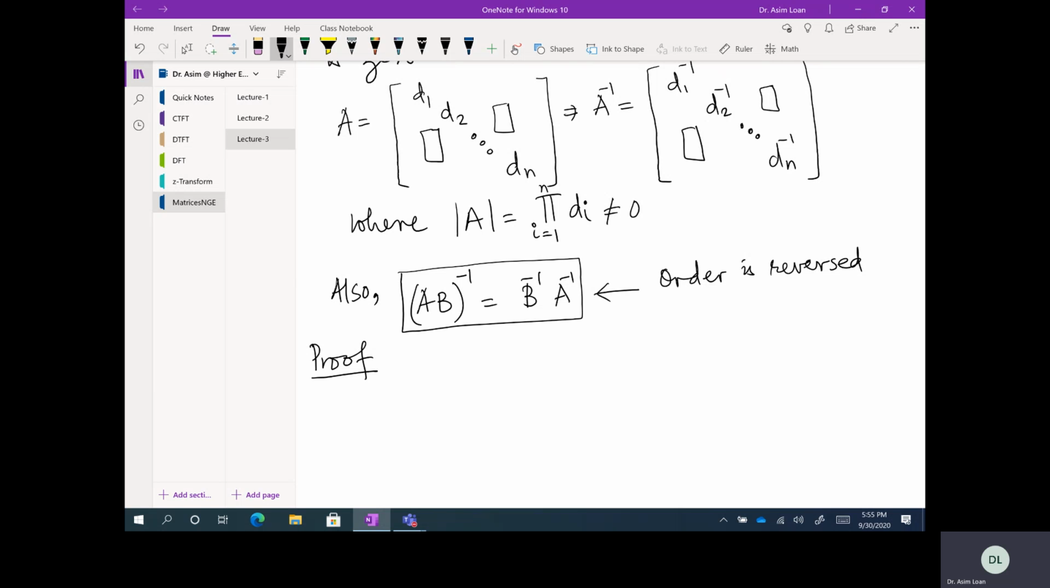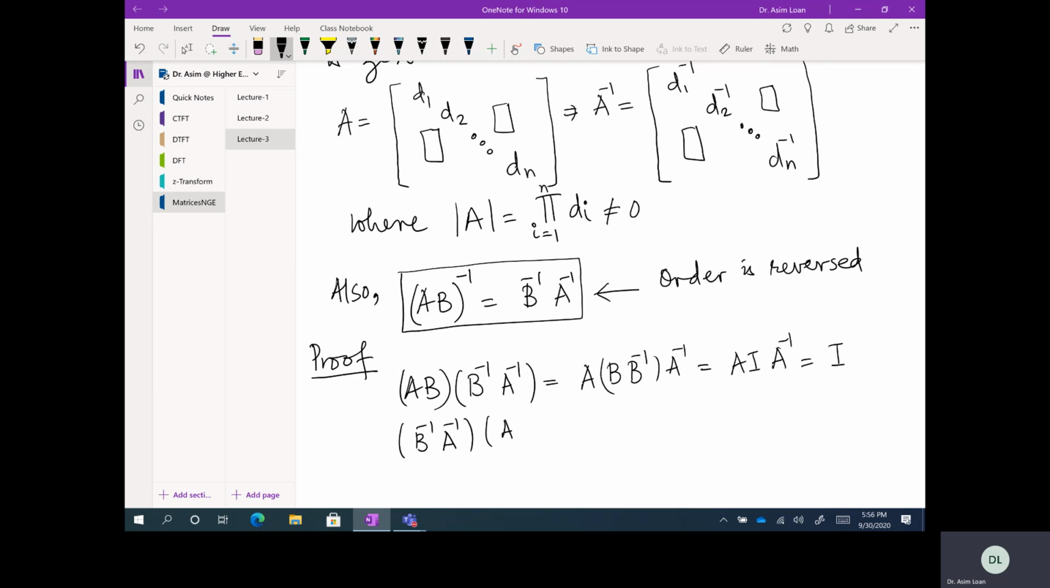The order is reversed. So the proof is AB times B inverse A inverse, which is simply A into B into B inverse into A inverse, which is equal to A into I into A inverse, which is equal to I. The left and the right inverses: B inverse A inverse into A into B equals B inverse into I into B, which is equal to I.